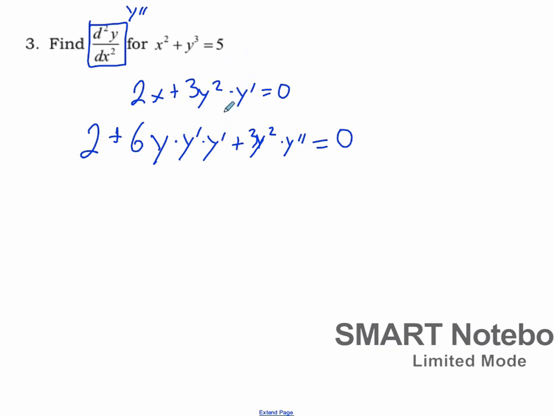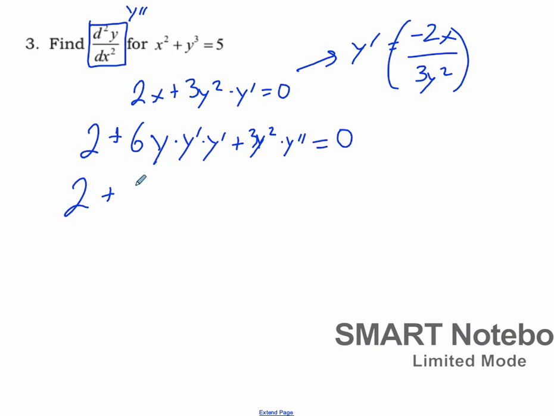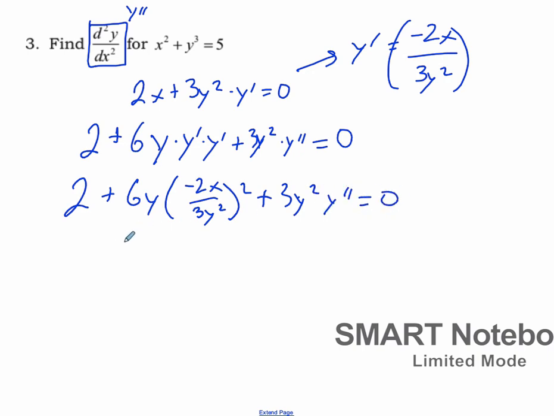So what we need to do next is we can actually substitute a value for y prime. If we solve this equation, we have y prime equals negative 2x over 3y squared, right? So we can plug that into this one right here. Alright, so we're going to have 2 plus 6y, now this is y prime times y prime, so it's y prime squared, plus 3y squared y double prime equals 0. And I'm going to be solving for y double prime, so let's get that by itself.